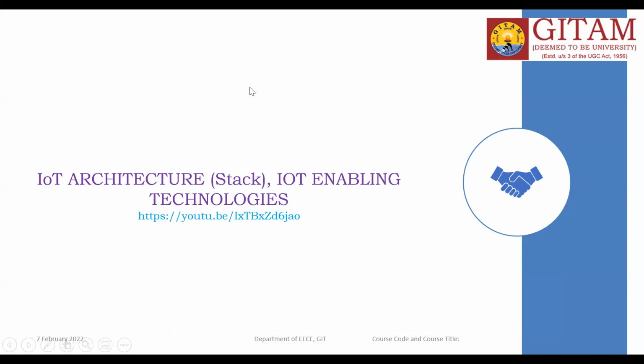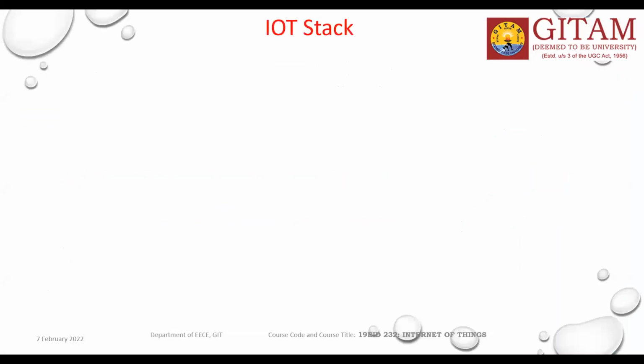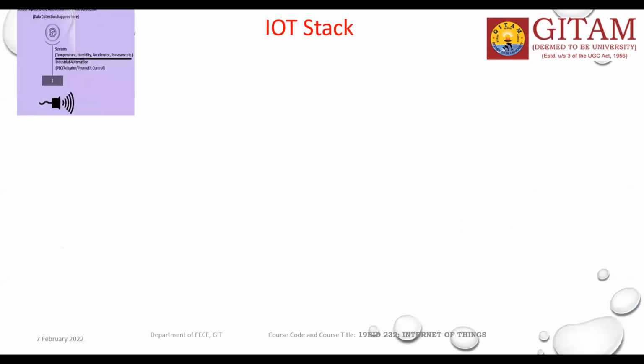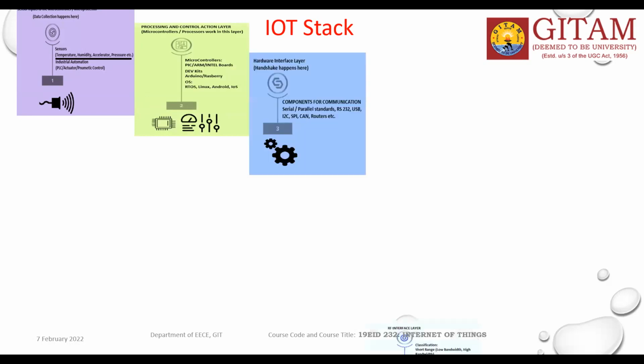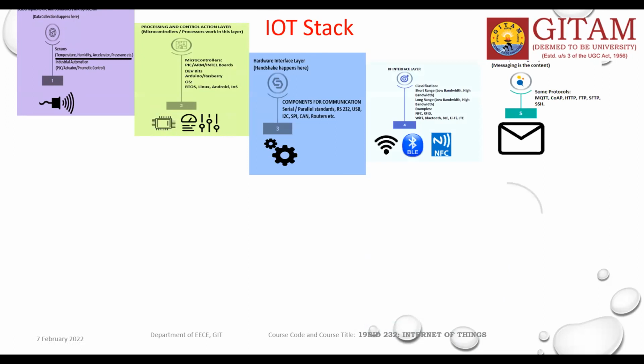So today we will start the IoT architecture and IoT enabling technologies. As we discussed in the earlier class, here we'll first start the discussion with the IoT stack. Generally we have 7 layers: layer 1, layer 2, layer 3, layer 4, 5, 6, and 7.